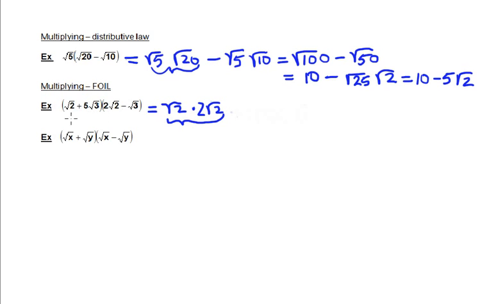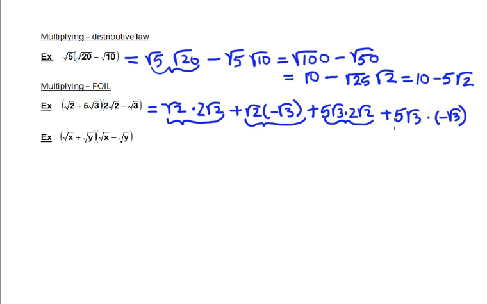And so again, these two terms make our first of four terms. Our two outer terms are square root 2 and negative square root 3. And again, the product of those two terms will make our second term. And then our third term, our two inners, are 5 root 3 times 2 root 2. And again, we find the product of these two terms. And finally, our last term, we have 5 root 3 times negative square root 3. So we put our last two factors together.